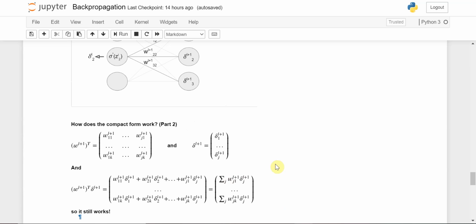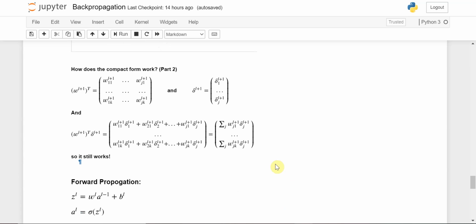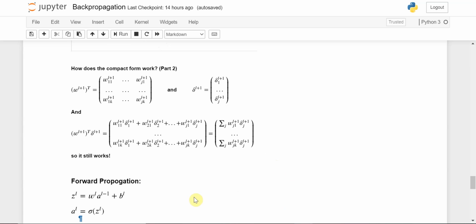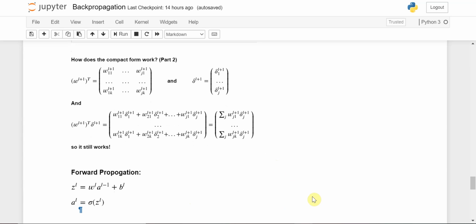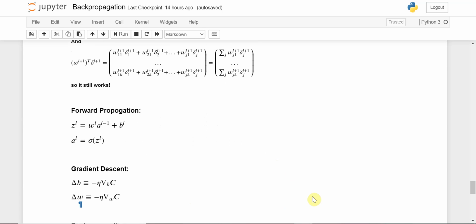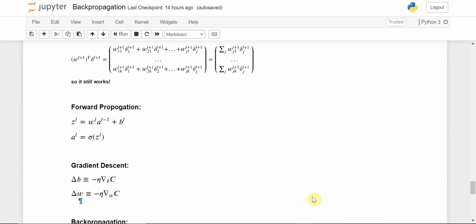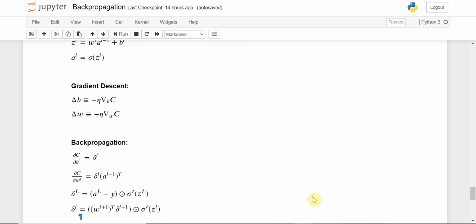With that out of the way, here are the main equations we came up with. First, the way our network moves information forward. Then we figured out what gradient descent is and how we move towards the lower cost. Finally, how we find the gradient of the cost function with backpropagation.